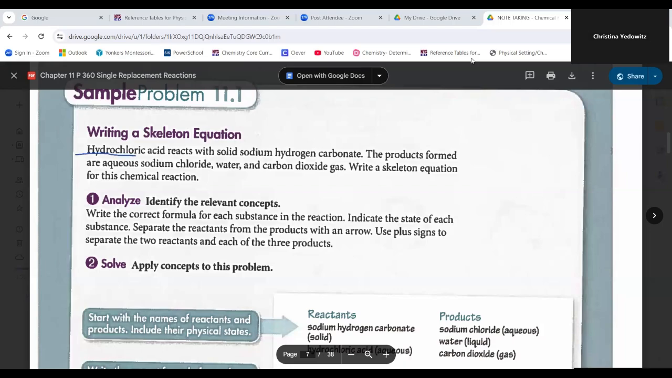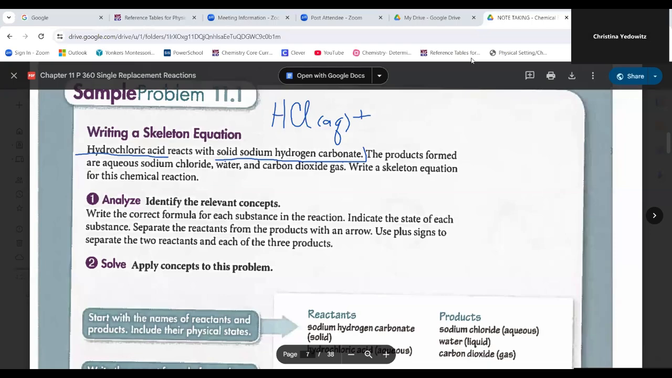All right, so basically hydrochloric acid, you don't need to know this right now. If I were to give this to you on a test question, I would tell you that it was mixed with water. You are going to put hydrochloric acid, and I'm going to put this in AQ because it's mixed with water to be an acid. Okay, plus solid sodium hydrogen carbonate. Hydrogen carbonate is a polyatomic ion.